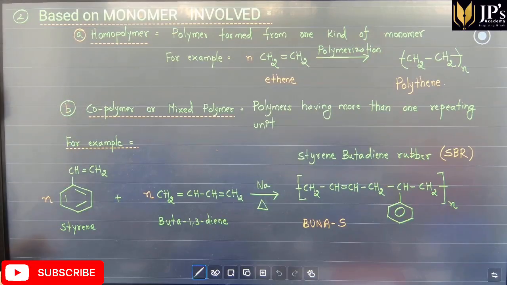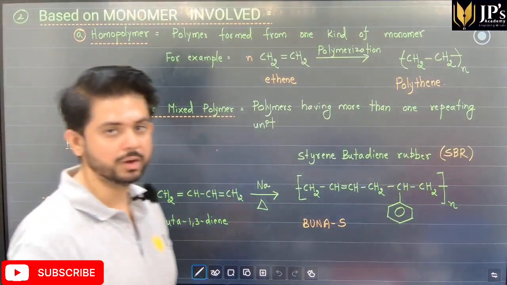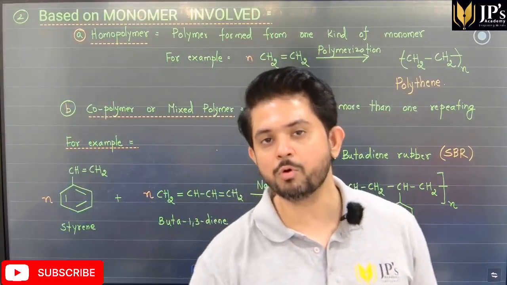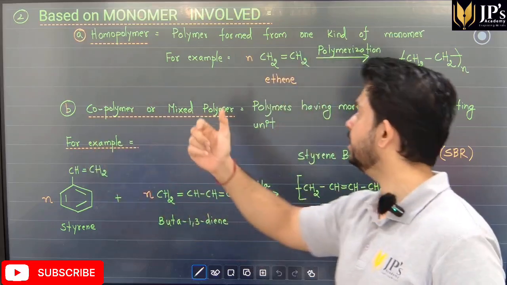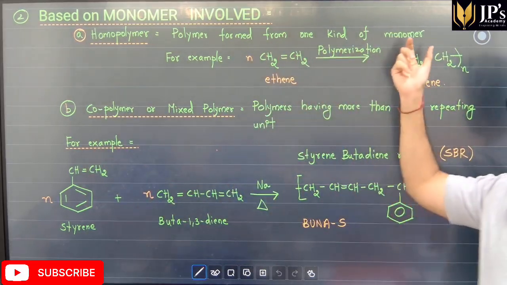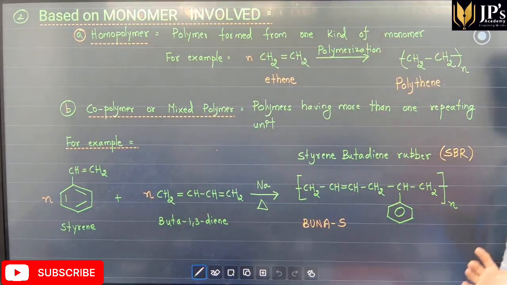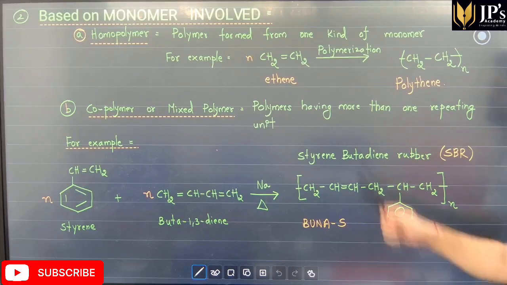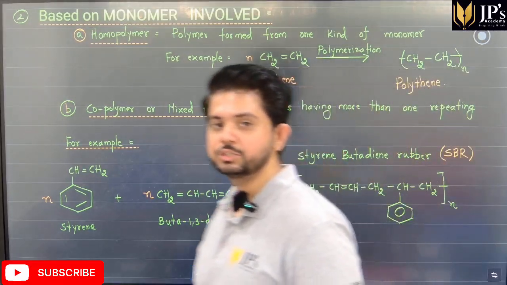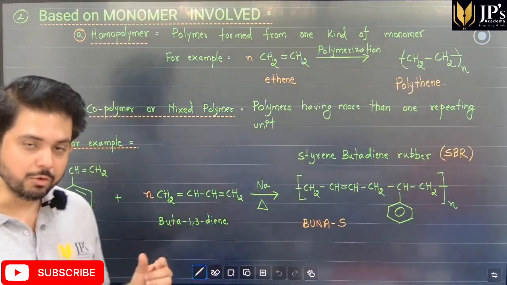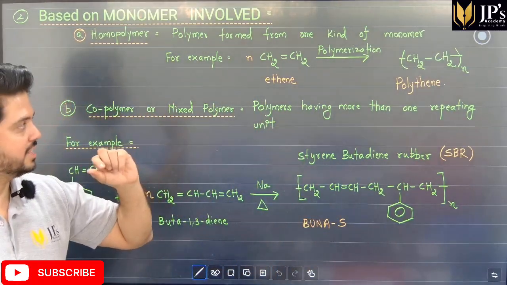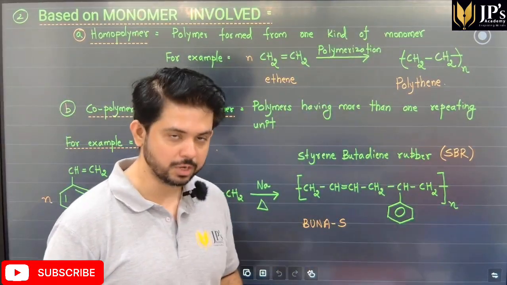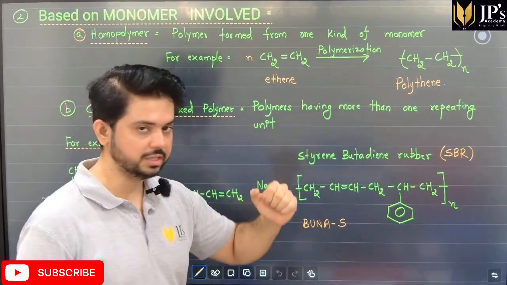Next, students, we have classification on the basis of monomer involved. When I say monomer, the classification is homopolymer. As the name suggests, homo means a single unit. So polymers from only one kind of monomer are called homopolymers. A common example here is the preparation of polythene, in which the only monomer unit involved is ethene or ethylene, which on the process of polymerization becomes polythene.